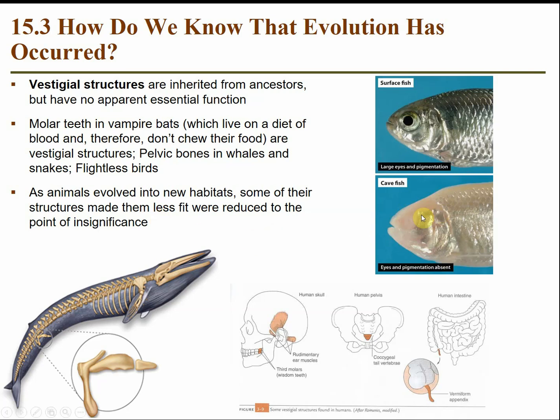Another example: a lot of cave organisms or deep sea organisms have no pigmentation or no eyes because there's absolutely no light down there. So why would they need pigmentation or eyes? As opposed to a surface fish, which does interact with the light. That's why a lot of fish are reflective, with shiny scales to help reflect the sunlight in the water.